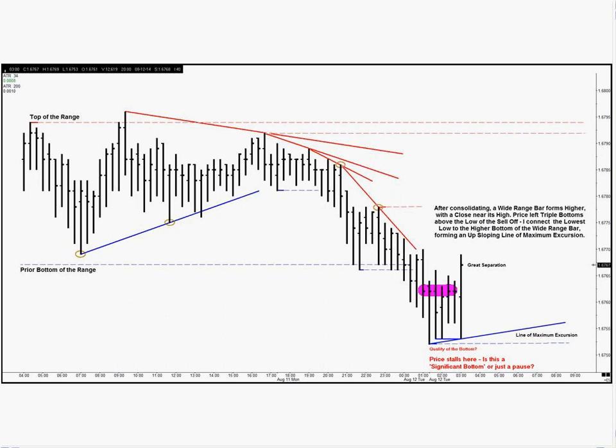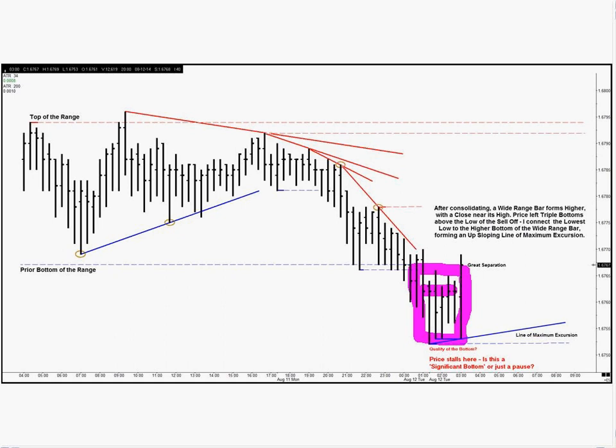This entire tiny range or box. It zooms right through it, closes above it, and that close from its low to its close has what we call rate separation. In the currencies, separation we need 3 to 5 ticks, and here we've got quite a bit more. So it's tremendous separation. One question remaining, we're at the bottom of the range. But after consolidating, a wide range bar forms higher with a close near its high.